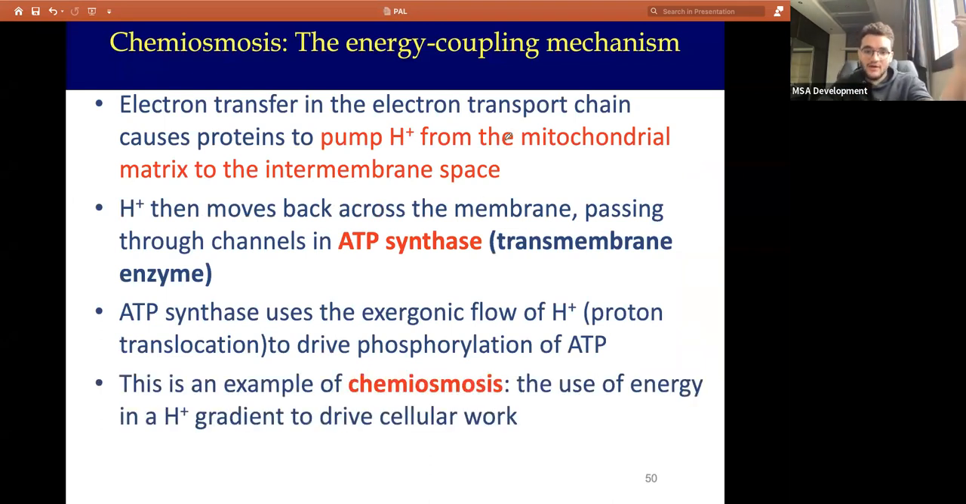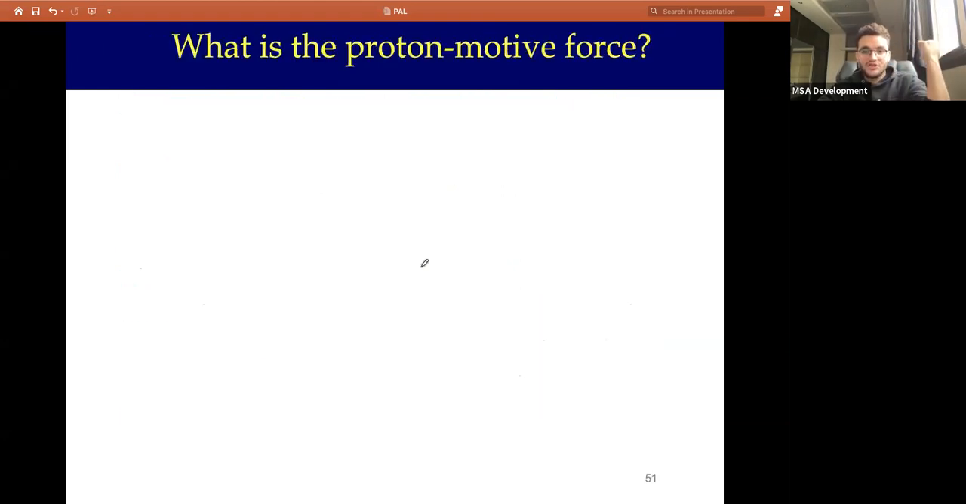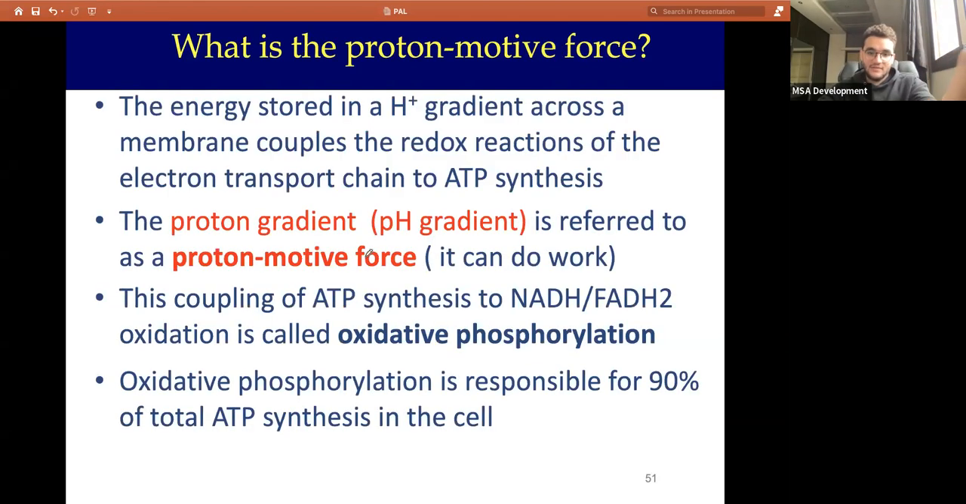Chemiosmosis is what I talked about. It's basically using the energy of the H positive gradient, the proton gradient, to form the energy of ATP, and this is what we call chemiosmosis. Obviously it's ATP synthase that pumps it at the last part. I already discussed that. So that's again the same exact point.